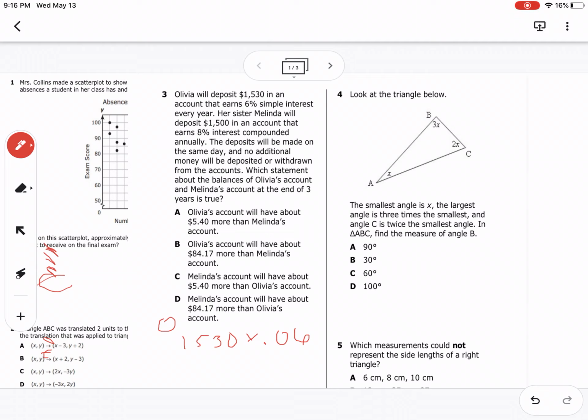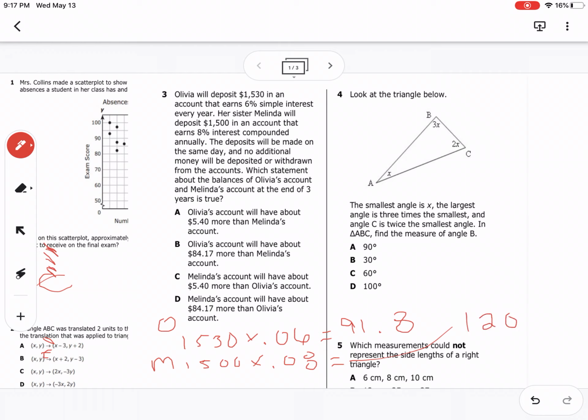And then for Melinda, we have 15,000 times her interest, which is 8%, so it's 0.08, and that's Melinda. So we work both of these out. I'll start with Olivia's. 1530 times 0.06 is 91.8. Okay, now we go to Melinda's. We have 1500 times 0.08, and that equals 120.